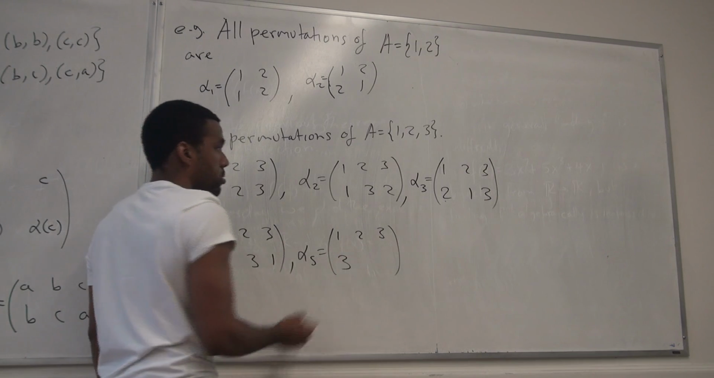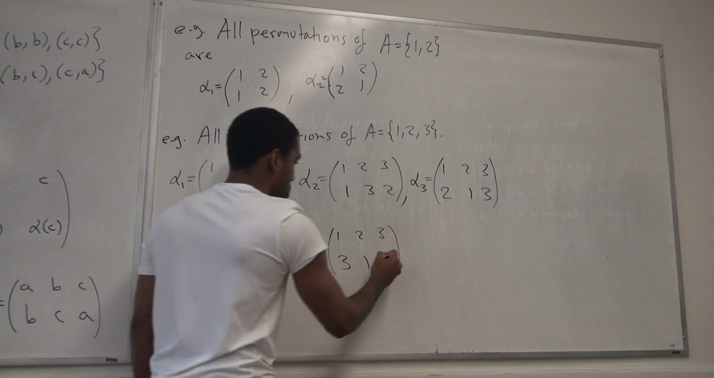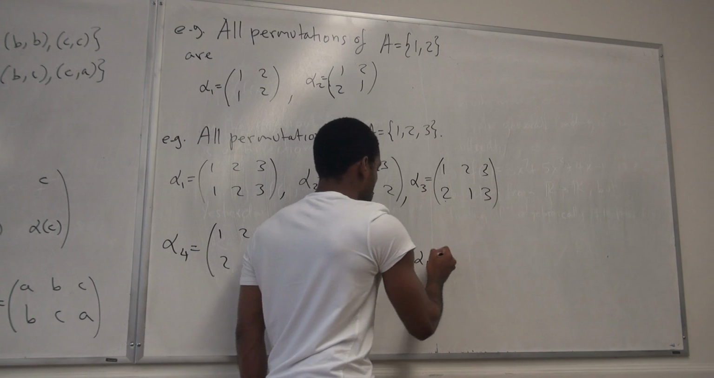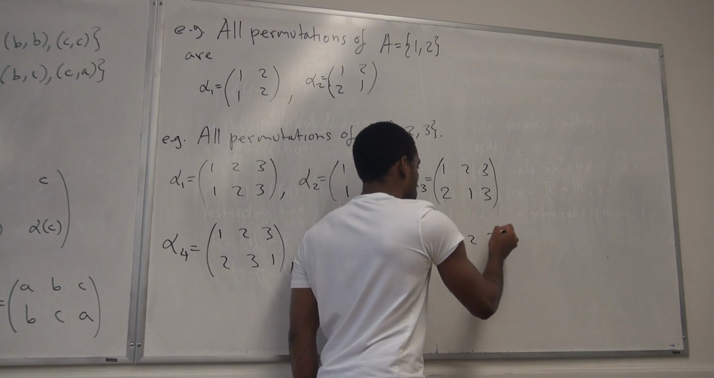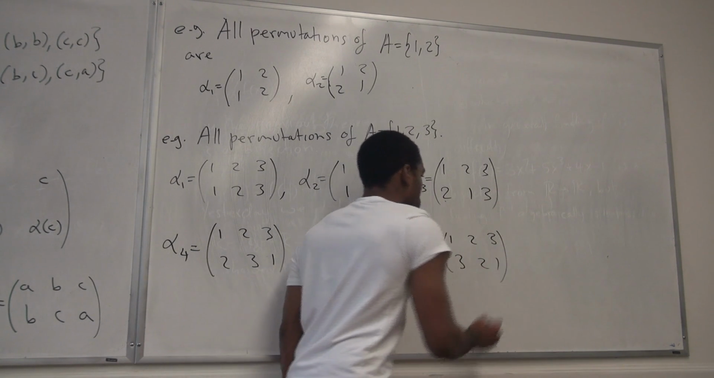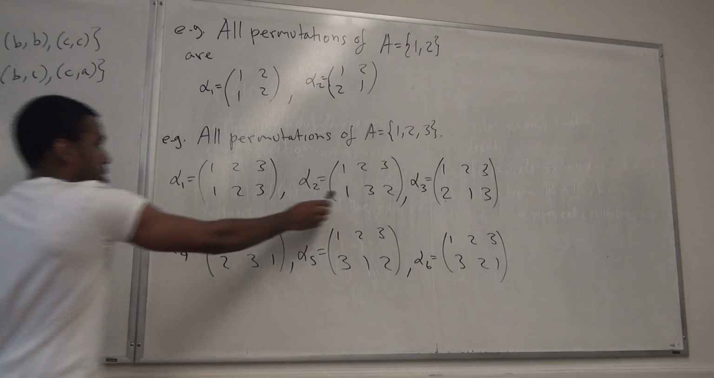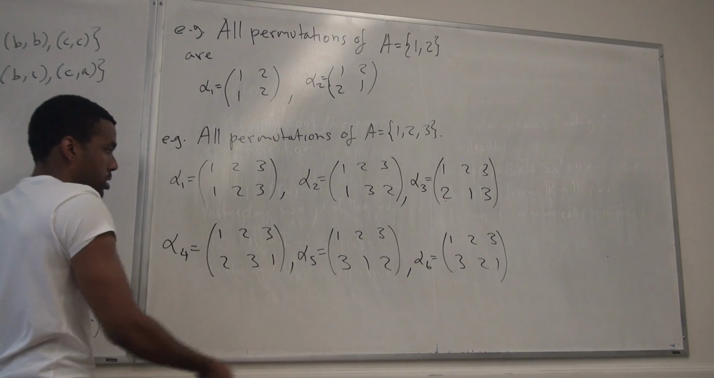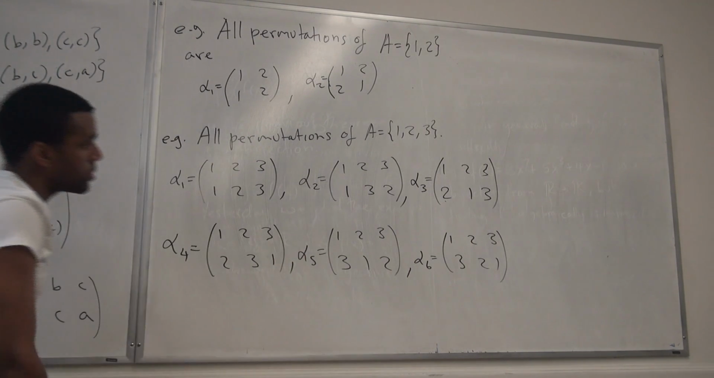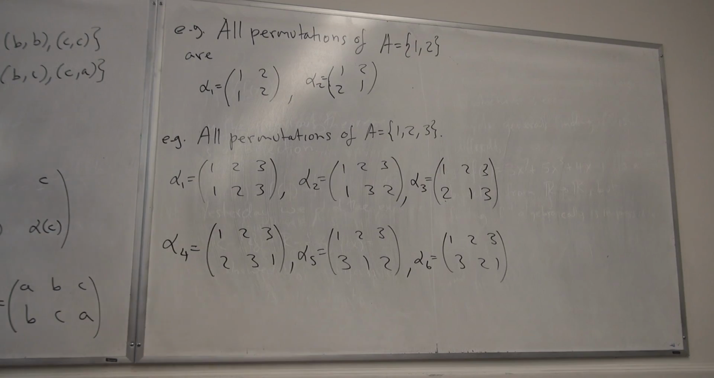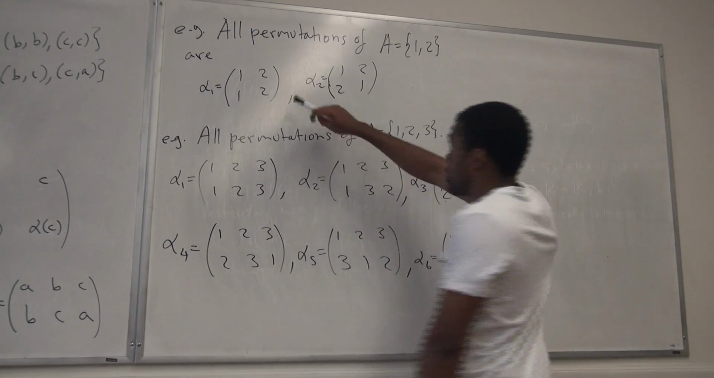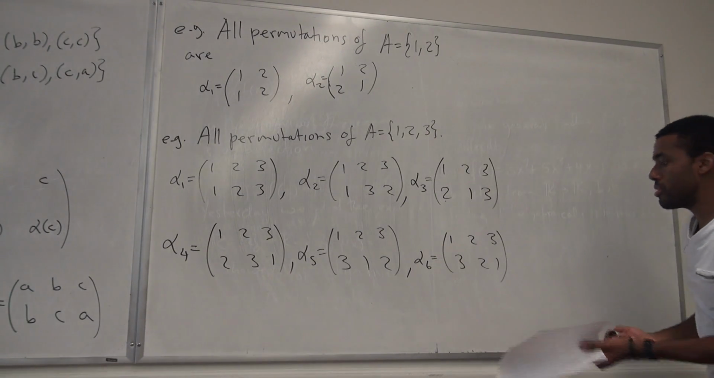Now I can put the 3 in the front. 3, 1, 2 and 3, 2, 1. That gives us all arrangements. There are 2 when 1 is the first element, there are 2 when 2 is the first element, there are 2 when 3 is the first element. So a set of 2 elements will have 2 permutations. A set with 3 elements will have 6 permutations.